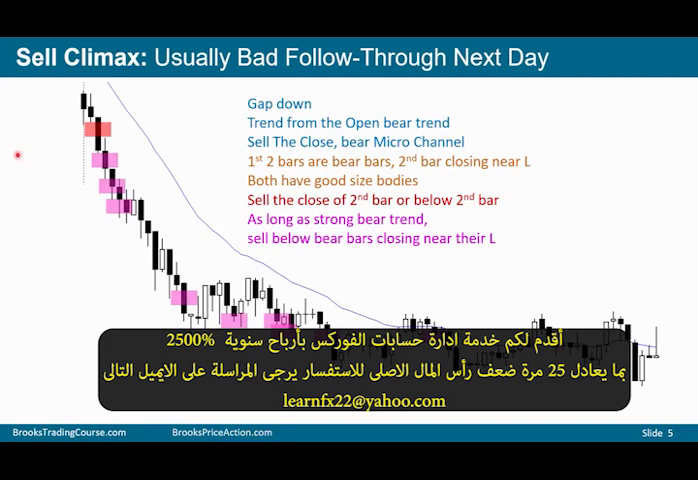As long as there's a strong bear trend in effect, traders will sell bear closes of any bear bar, or they'll sell below the low of the prior bar if the bar closes below its midpoint, especially if it closes near its low. And they'll keep doing that as long as the trend is reasonably strong.